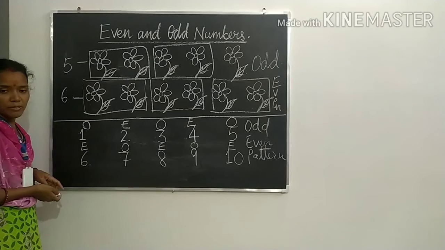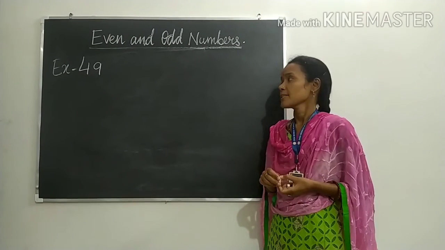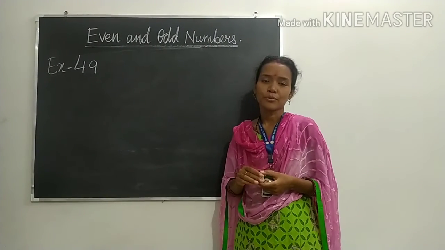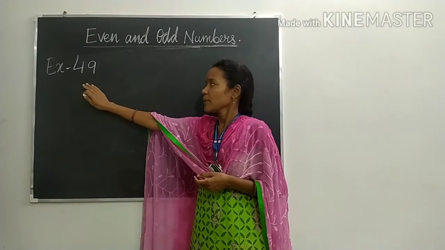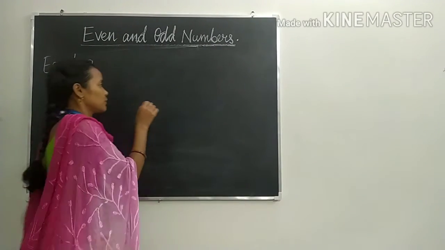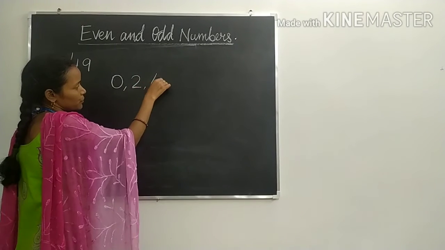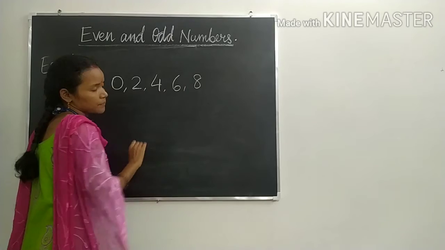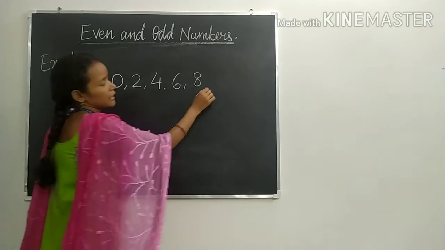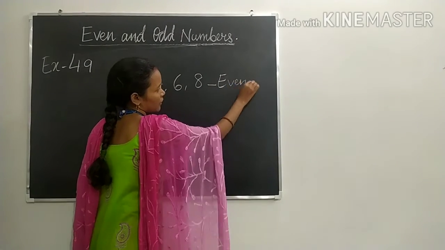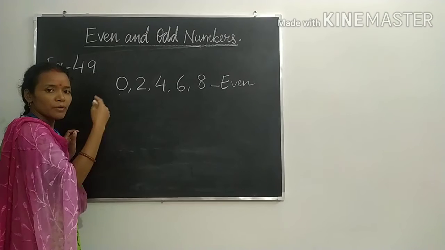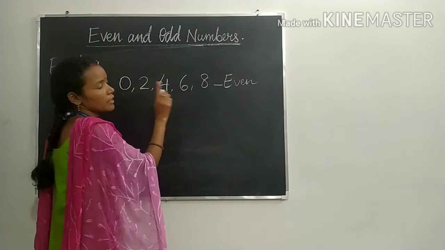Okay children, to make it simpler, let me explain one more thing. Students, here I have a two digit number, that is 49. Can we break it into groups of two? As it is a very big number, can we break it into groups of two? Yes, for that we have to understand one thing, that is 0, 2, 4, 6 and 8. Wherever these numbers are in the place of ones, that number is an even number. Whether it is a two digit number or three digit number, or any big number, that number will be an even number.